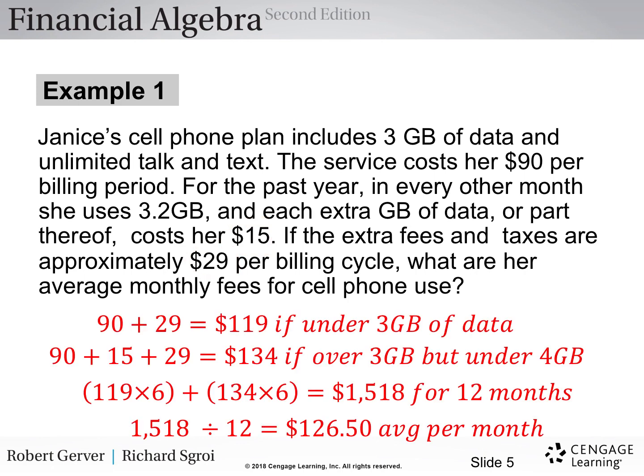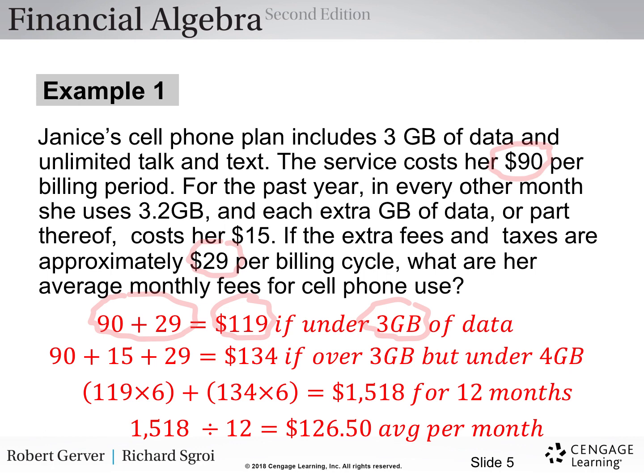All right, so let's look at the information here. Basically, the service costs her $90 per month, or per billing period, and that's provided she uses under 3 gigabytes of data. And in addition, taxes are approximately $29 per billing cycle. So therefore, we say 90 plus 29 equals $119 if under 3 gigabytes of data.